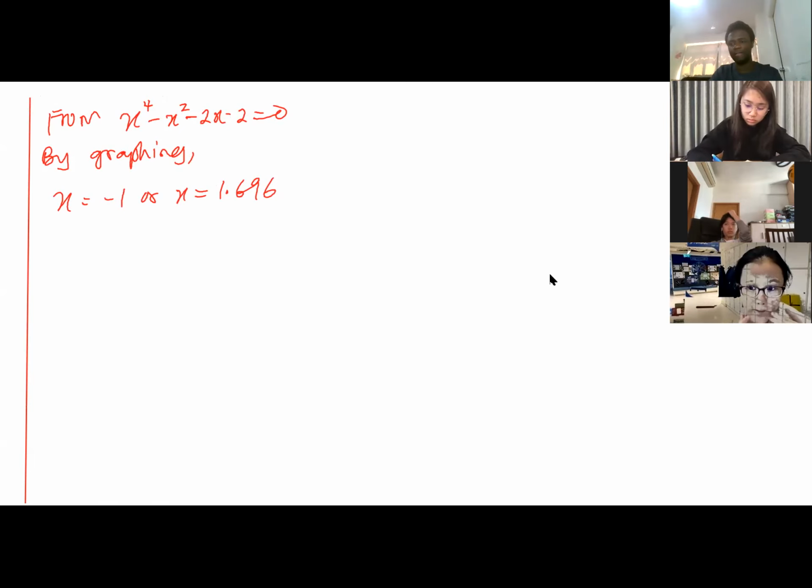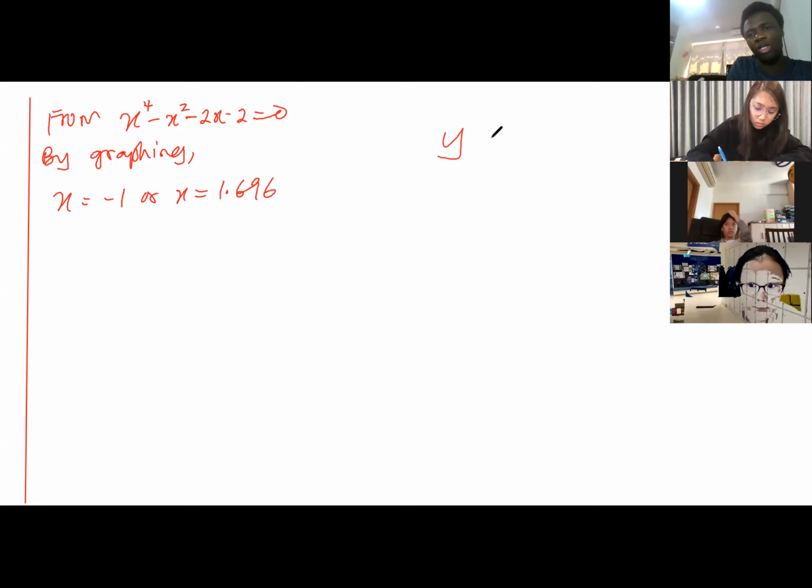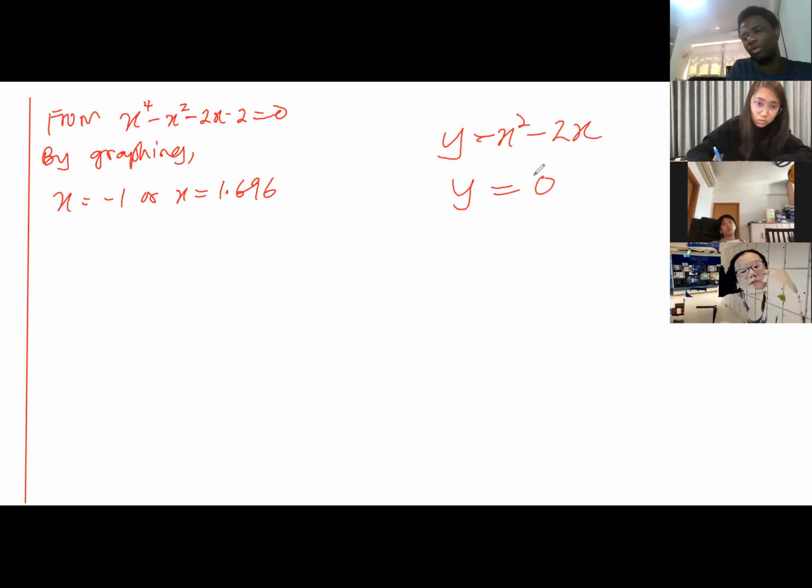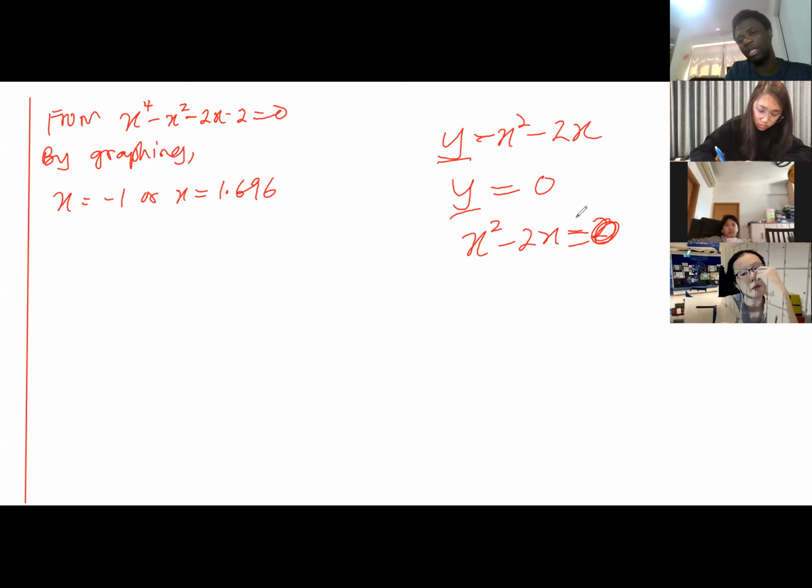Does it make sense? Yes. I hope everybody understands why we did that, because if y equals x squared minus 2x and y equals 0, to solve, we always equate both of them, right? Equating both of them, x squared minus 2x minus 2 is equal to 0. So basically, this is the curve and this is the line. That line, y is equal to 0, is your x-axis. And that's what has happened here.